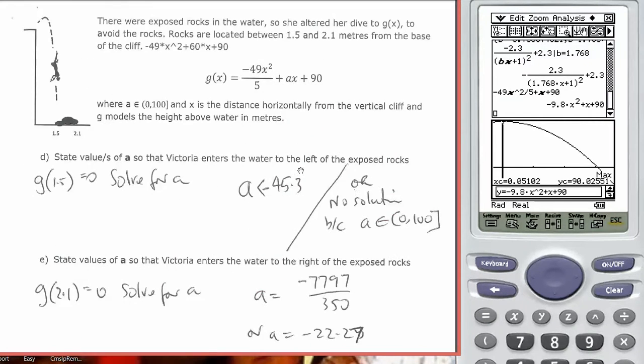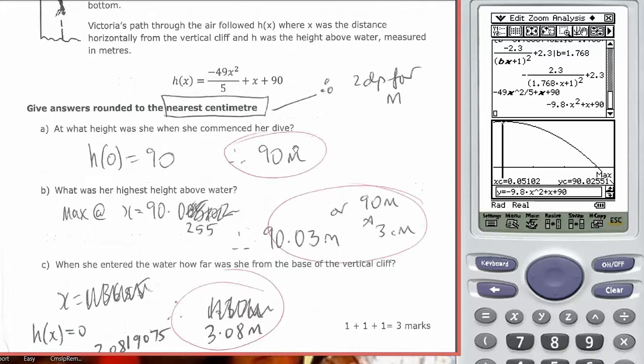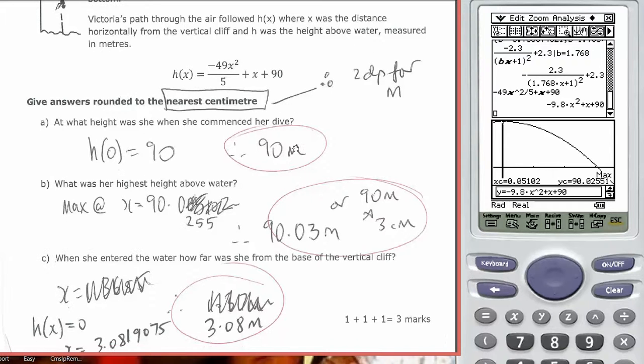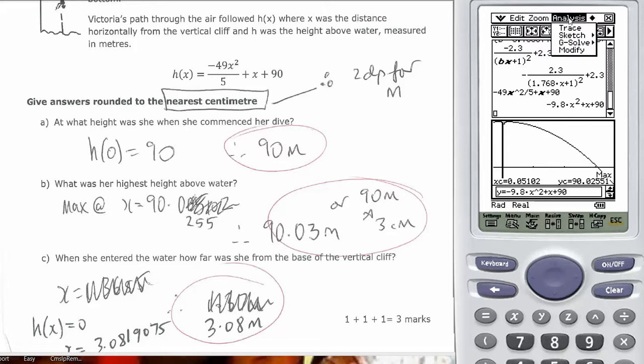When did she enter the water? She entered the water. How far was she from the base of the vertical cliff? So I'm looking for the x-intercept, G-Solve, root, and the x-intercept is 3.0819, which becomes 3.08 meters.